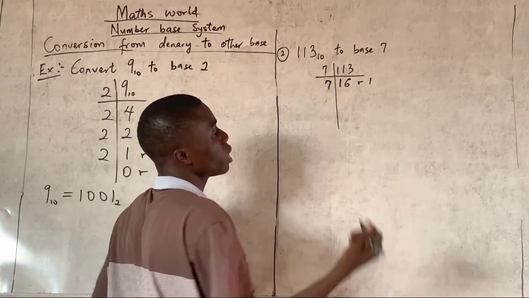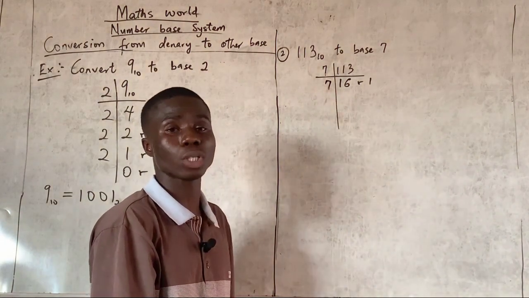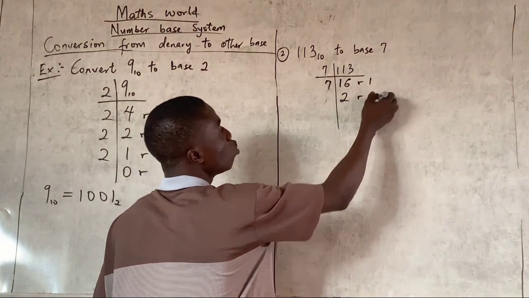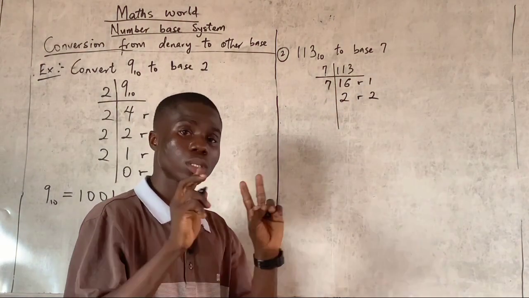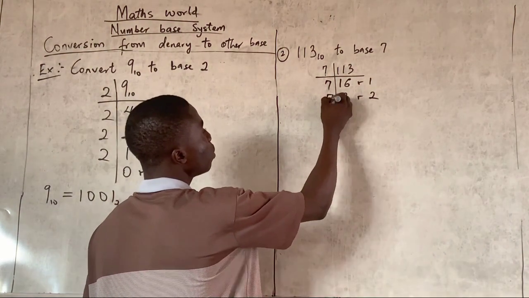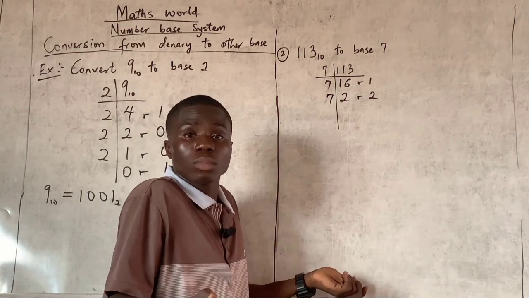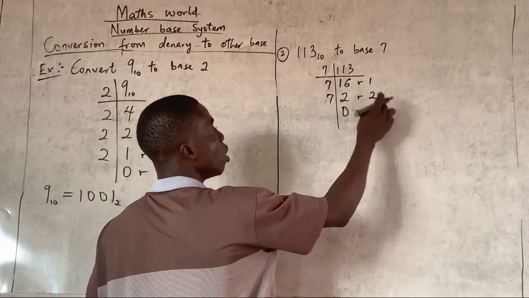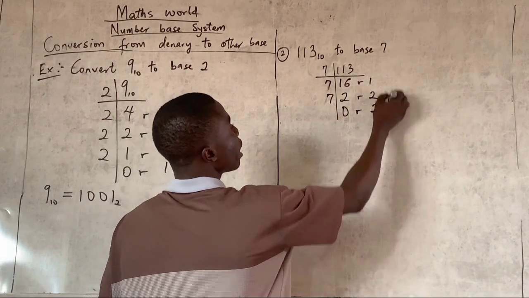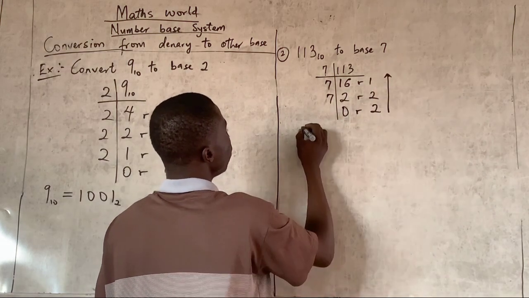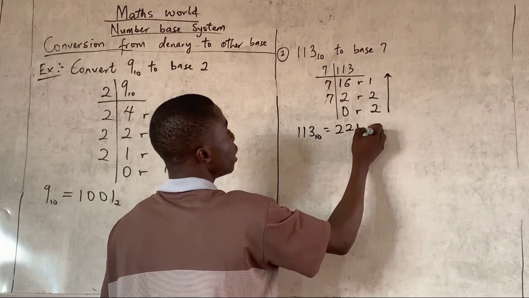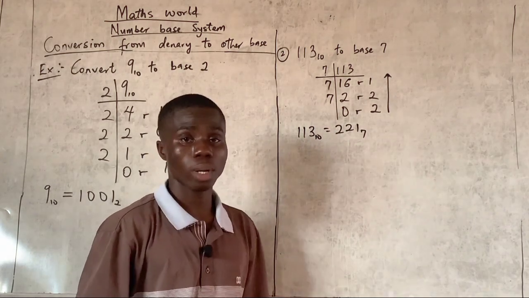How many 7 can you see in 16? Of course, this is inside your multiplication table. 7 times 2 is 14. So it is 2 remainder 2. Remember, it's 14, it remains 2. So how many 7 can you see in 2? It cannot go. So it is 0 remainder 2. These 2 is what you are writing down. And remember, you are taking from down to up, which means 113 base 10 is equal to 221 base 7. Note this very well. Do you understand?